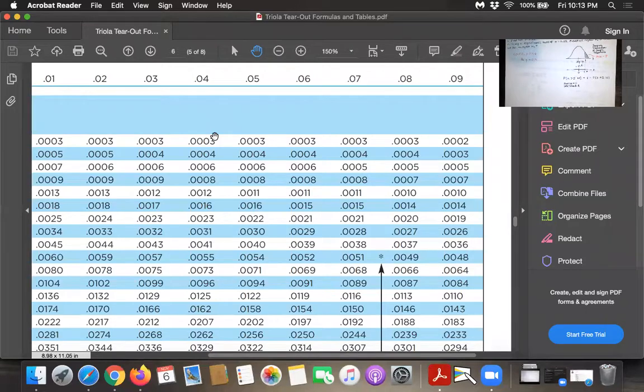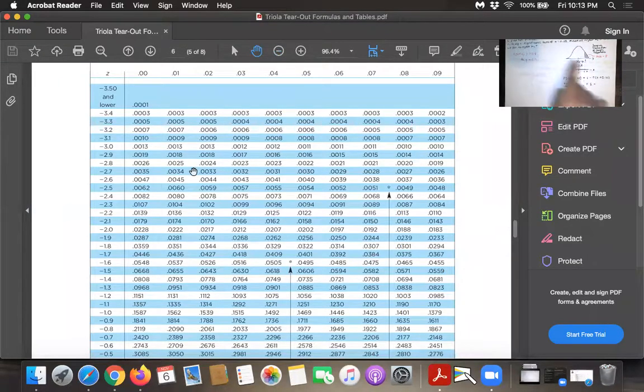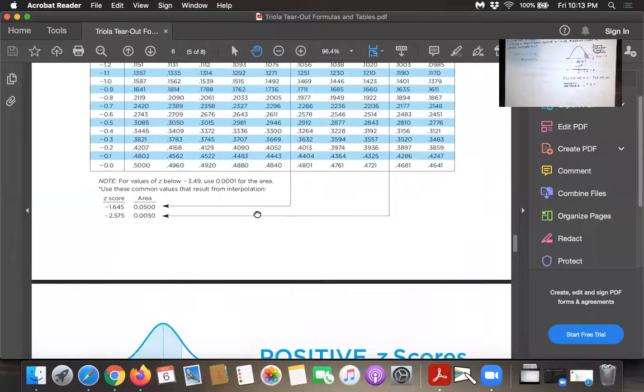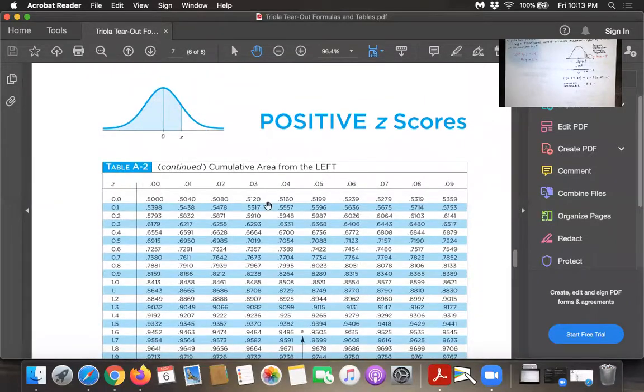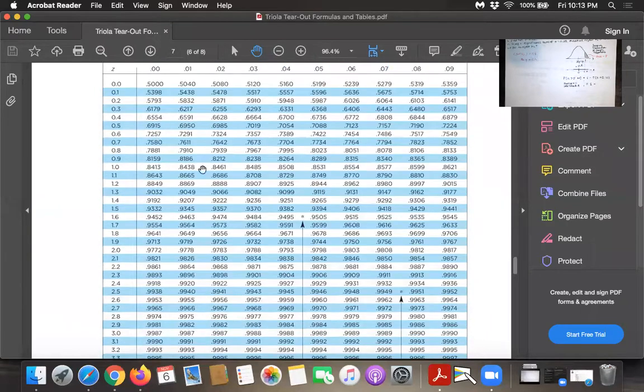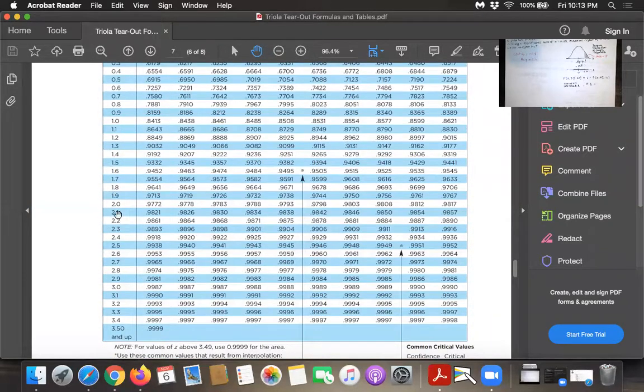Okay, and I want the area to the left of z equals 2.10. That's on the far right of the graph, so we know we want to go to positive z-scores. The area to the left of 2.10 comes from going down this column. There's 2.1. 2.10 is right here. And so I want that area, which is in the body of the table. That's 0.9821.